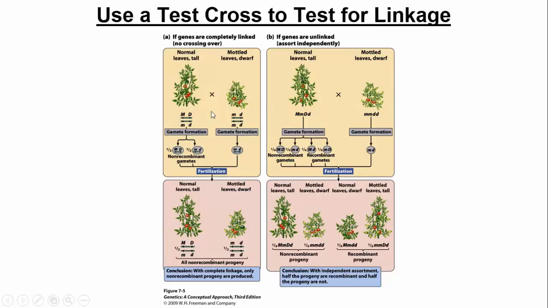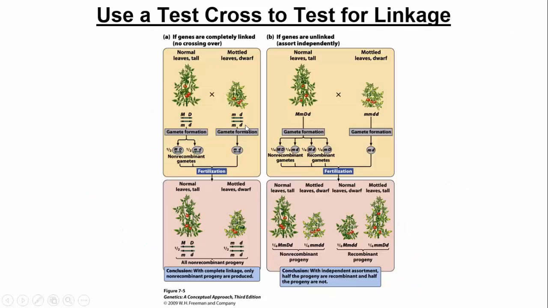So what happens here is if we know this individual is big M, little m, big D, little d, that's their genotype, but we don't know if the genes are linked, like this, or if the genes are not linked, like this. So to figure that out, we're going to mate them with a known homozygous recessive individual for each gene. So little m, little m, little d, little d.